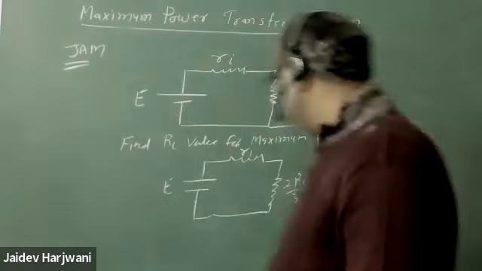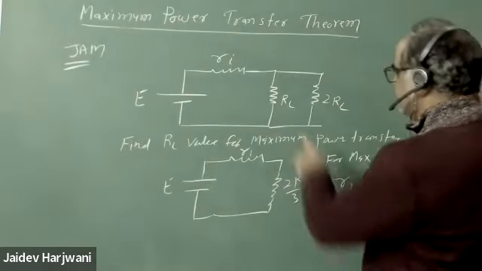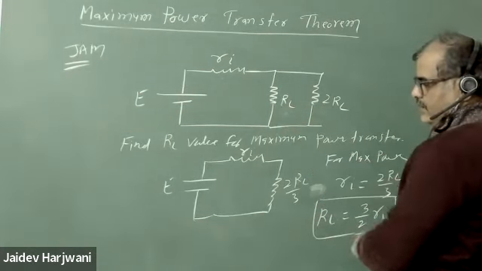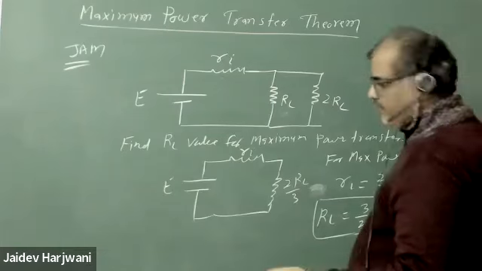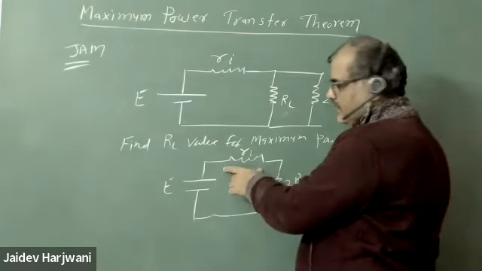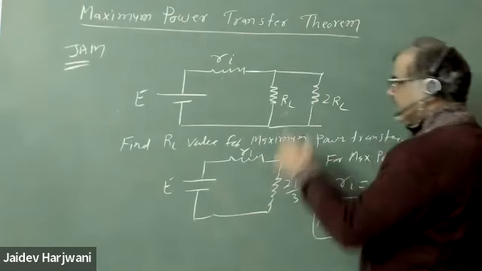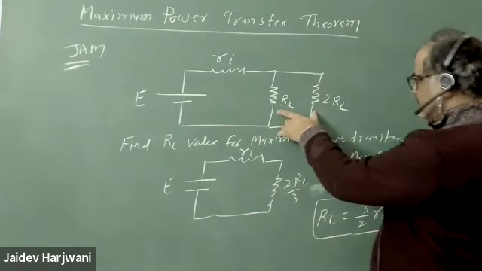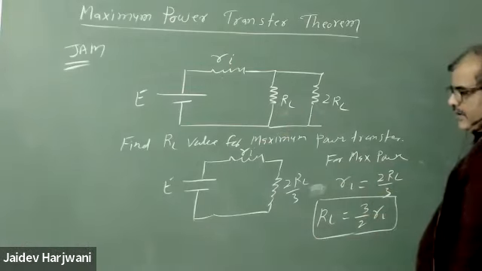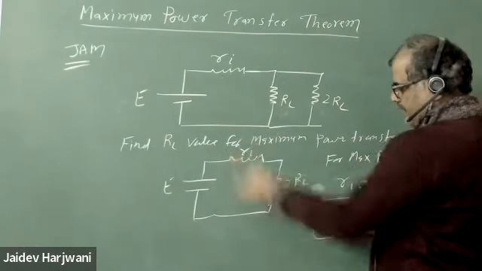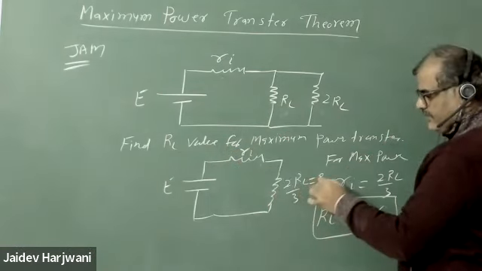Sir, how do we get 2RL by 3, sir? They are in parallel, no? So in our circuit, we only know the voltage source and RThevenin. Remaining everything is RL for us. So the equivalent of this one will be 2RL by 3. Yes, sir. For maximum power, this RL should be equal to this one. You can say this is RL dash this time.